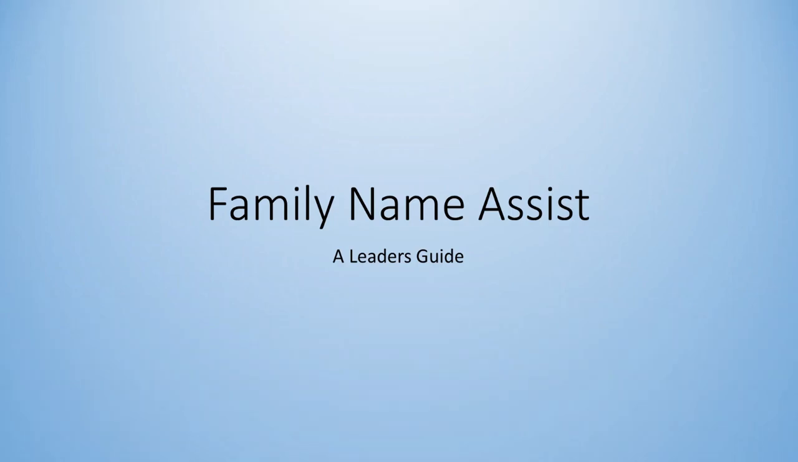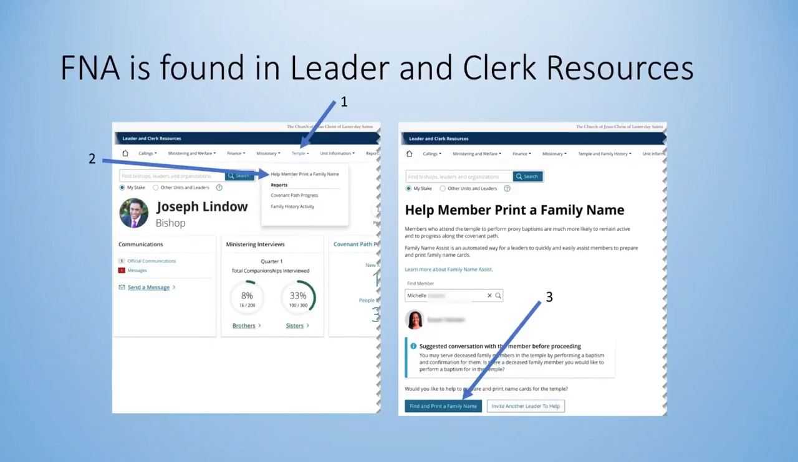The Family Name Assist tool is another tool that leaders can use to help new members take a name to the temple. The bishop, for example, could open the Leader and Clerk Resources tool, and then under the temple menu he would see the option to help member print a family name. A button labeled Find and Print a Family Name is then selected to start the process.